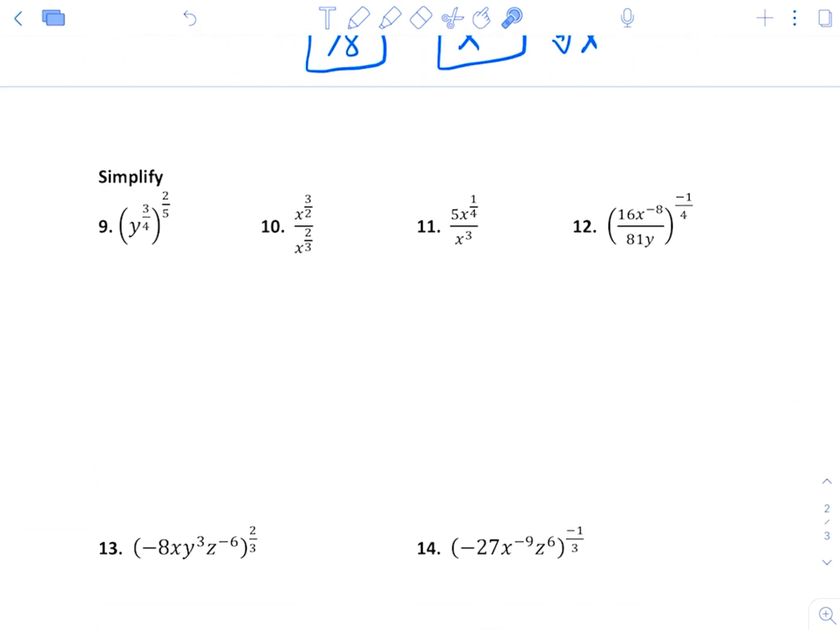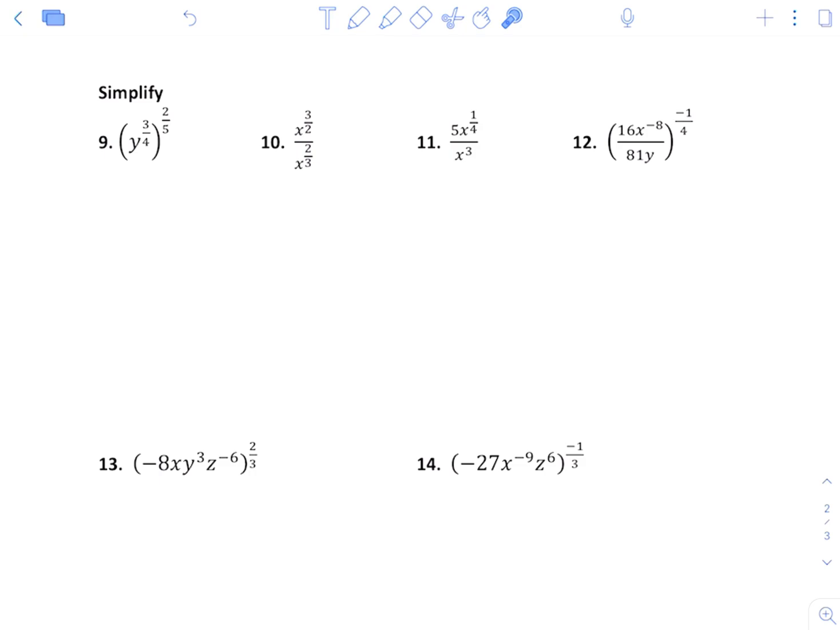All right, so we're going to keep going. So we just have some more examples. So again, I would like you to go ahead and pause the video and work through these next set of examples to simplify them.